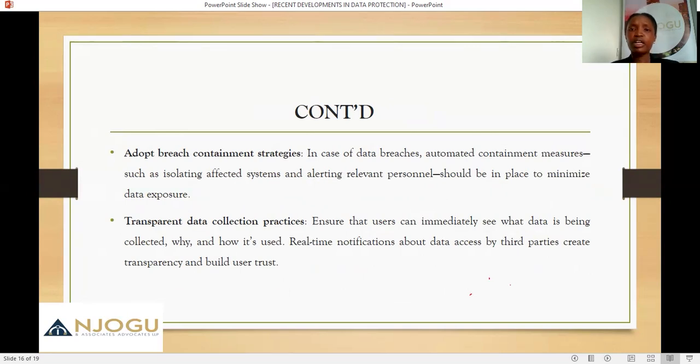Transparent data collection practices. I need to know. Just look at that. Let's just remember the case that we were handling for Christian. I need to know, if you have declined contracting me for this particular service, you've used my video. My video is all over the media. My video is all over national televisions, being aired at prime time. I need you to be transparent with my data. Ensure that users can immediately see what data is being collected, why, and how it's being used. Real-time notifications about data accessed by third parties create transparency and build user trust. All these loans being taken, mysterious loans, I do not know. I have taken a loan, but apparently I am in debt. I need to know. You need to know.